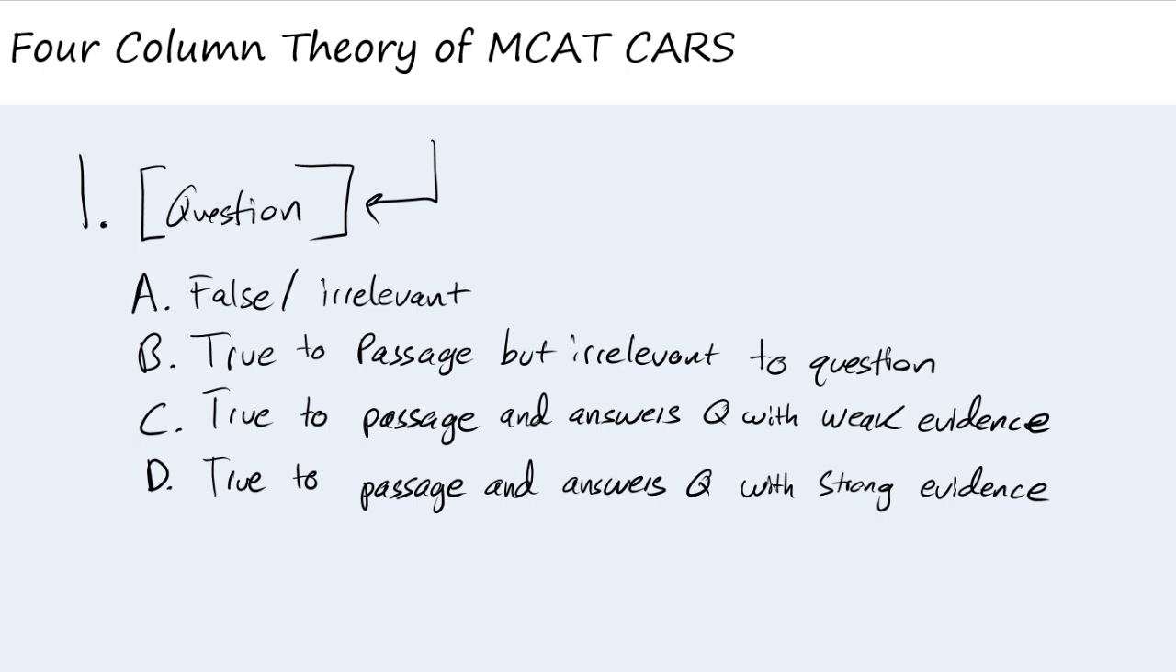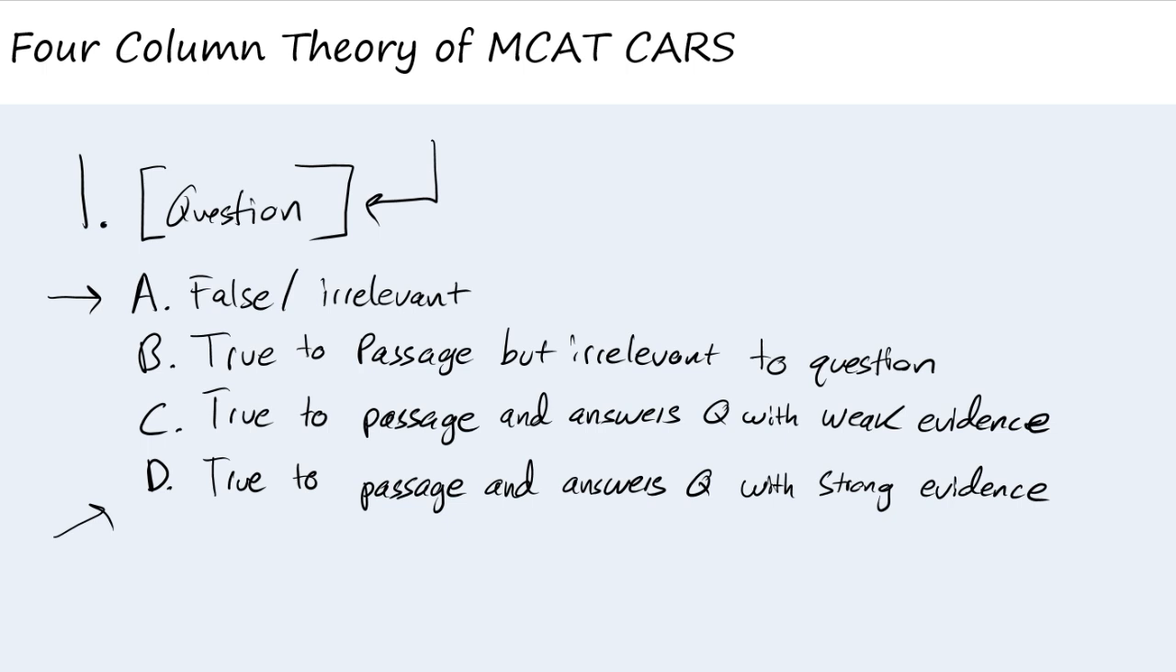And remember, as the questions get different from easies to hards to mediums, the relative amount of each of these different answer styles will change. For example, on easy questions, you might have a bunch of answer choices that are false and irrelevant. And on harder questions, you might have a bunch of answer choices that are true to the passage and they answer the question with strong evidence, and you have to determine which one has the strongest evidence.